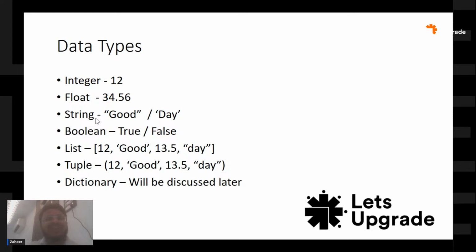It can also be a list. List, tuple and dictionary we are going to discuss in detail. Dictionary we will discuss in the next topic, when we discuss functions, on day two. But today we'll try all of these data types: integer, float, string, boolean, list, and tuple, and dictionary we are going to see afterwards. These are some of the data types in Python.